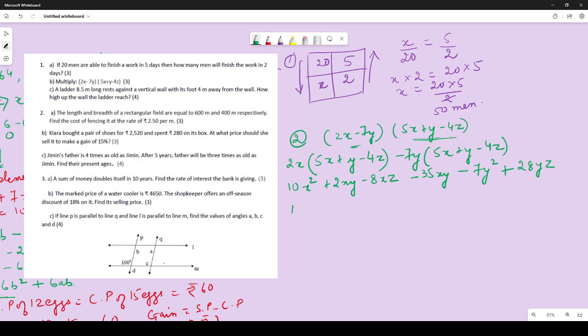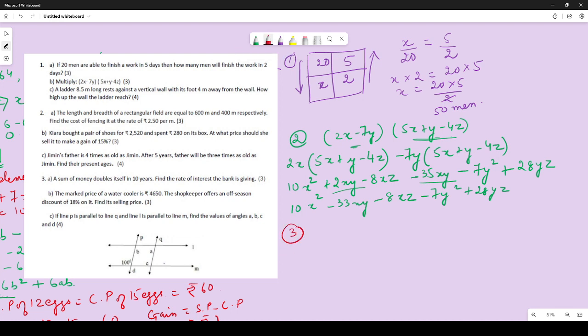10x square minus 33xy minus 8xz minus 7y square plus 28yz, because only these two are the common terms or like terms. All of them are different terms, so you will let them remain as they are. Now let us take up question number 3.